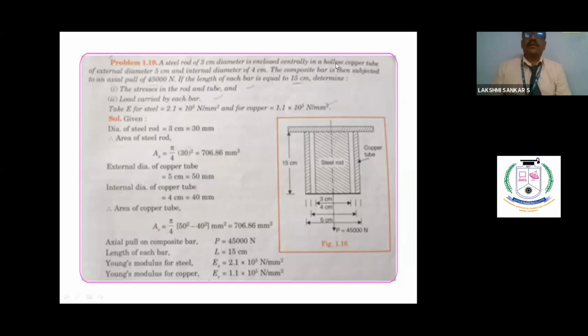Okay. So what they are asking: steel rod diameter is given and the copper tube diameter, external dia and internal dia, are given. The composite bar is subjected to an axial pull of 45,000 Newton. Length of each bar is 15 centimeter. Another interesting factor is there.